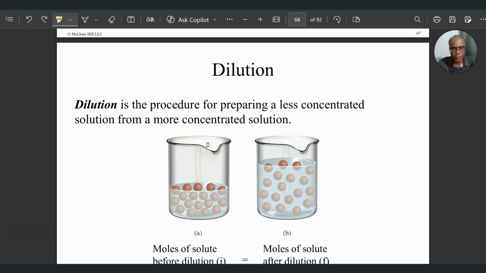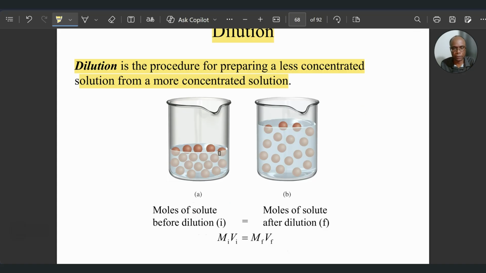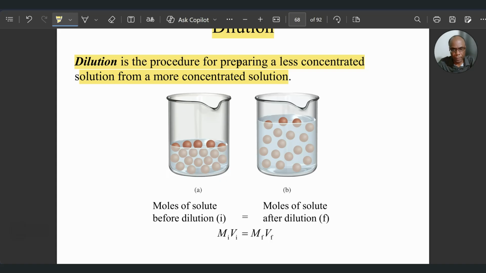The learning objective here will be on dilution. What is dilution? Dilution is the procedure for preparing a less concentrated solution from a more concentrated solution. What is a concentrated solution? A concentrated solution is one that has a lot of solute in a limited amount of solvent. So like this right here, in this beaker, that is concentrated.